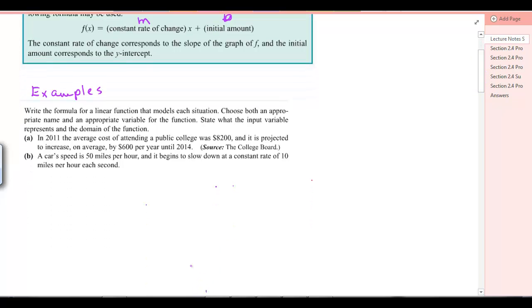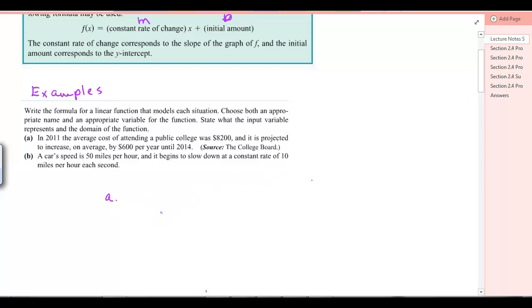All right, this one has two problems for us, and they want us to write a linear function and choose a name for the variable, etc., and state what the input variable represents and what's the domain. Well, right now what I want you to look at is, let's see if we can create the model. All right, so in A, little dots here.